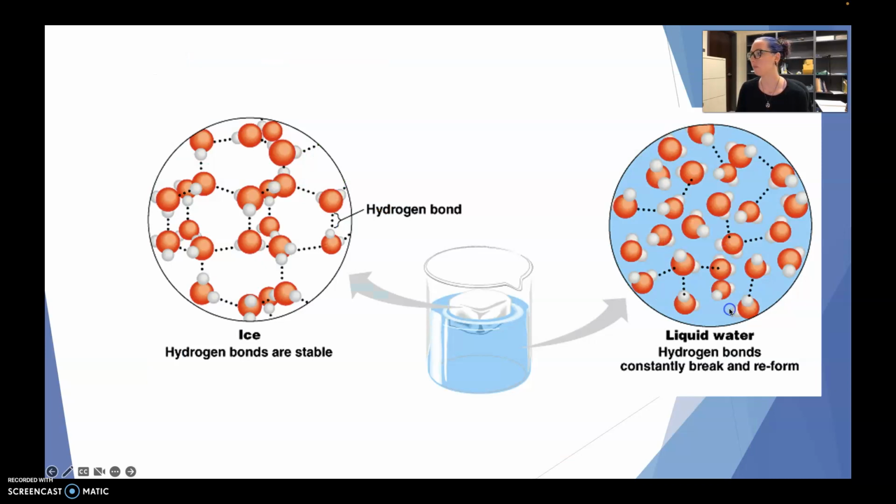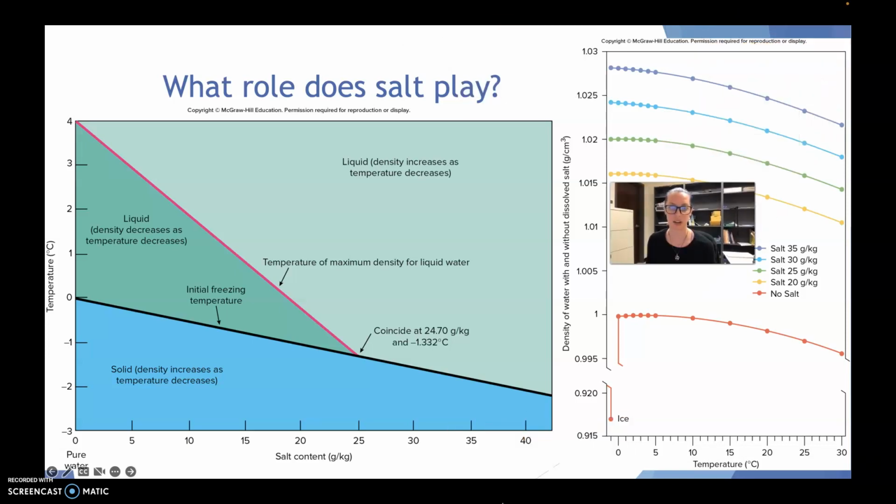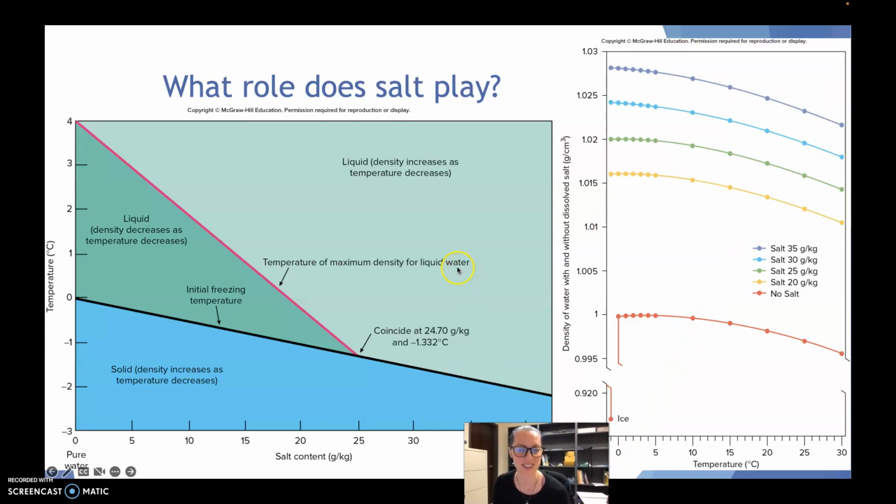And the last idea I want to bring in here is the role of salt, and what does that play in terms of density. I try to move my face so it's kind of out of the way. That's not really possible with this, so that's okay.